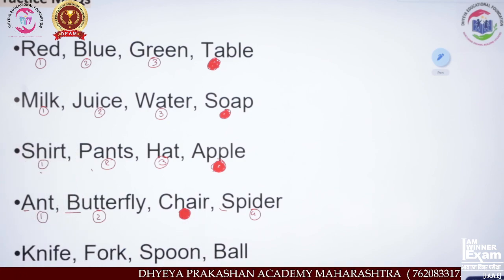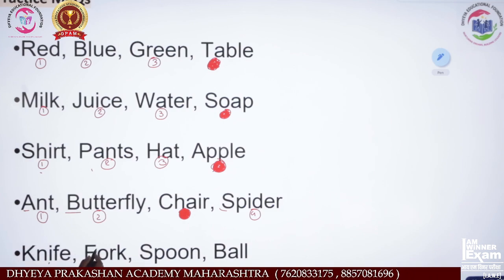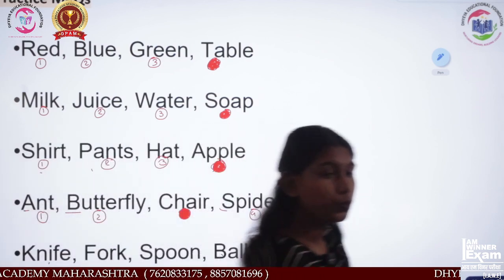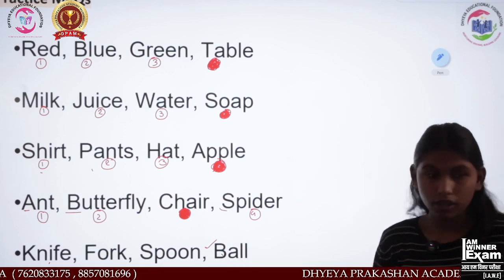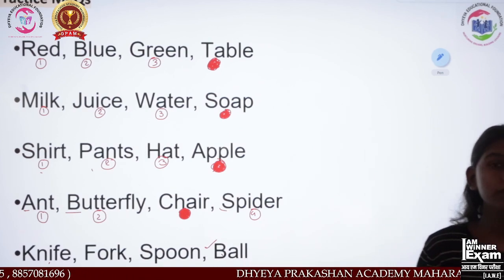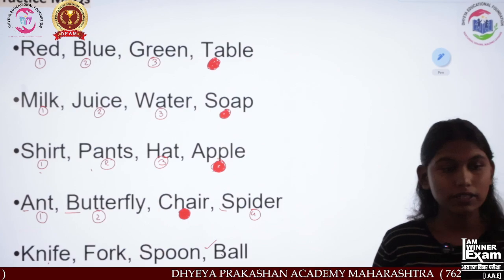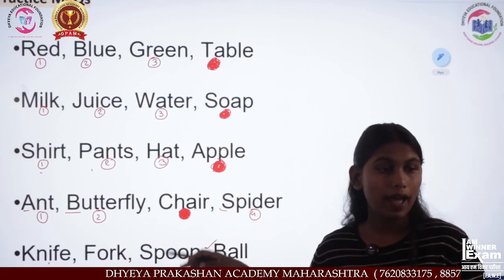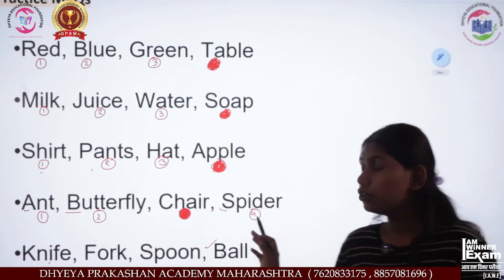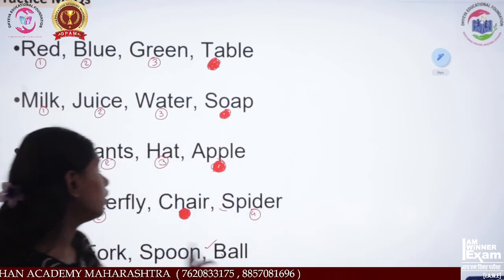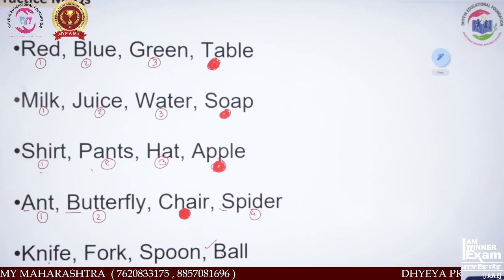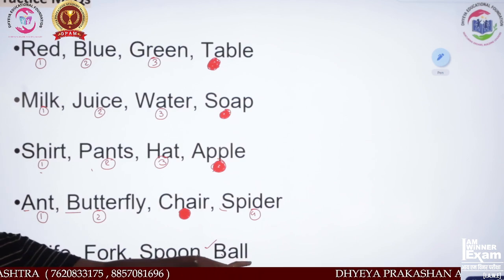Then next, knife, fork, spoon and ball. Now here, which is the different? That is the ball. Why is ball different? Because knife, fork and spoon are the tools that we use in the kitchen, but ball we don't use in the kitchen, right? So the different option is ball.